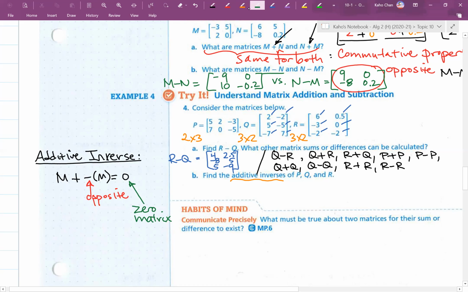So in this case, let's do that. Let's just go through the list of PQR. Negative P, the additive inverse, is equal to just negative in front of everything. Changing all the signs, basically. That's it. Same goes for negative Q.